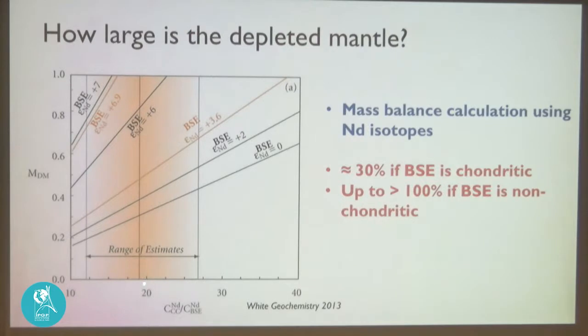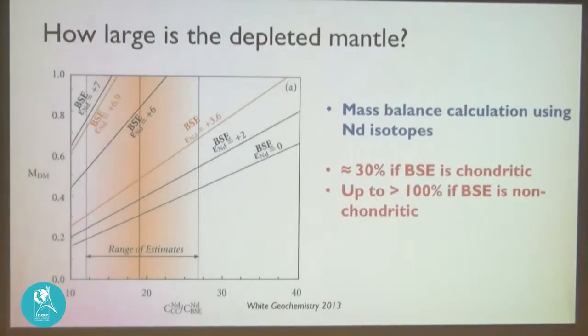It's a bit of a complex figure, but what he shows is that the estimate for the concentration in the continental crust relative to bulk silicate Earth is this line with a relatively large error. And if we take this estimate and then we take the neodymium isotopic composition of the primitive mantle here, as epsilon neodymium of 0, which is what we generally agree on, it gives us about 30% of the mantle that is depleted, that compensates for the formation of continental crust.